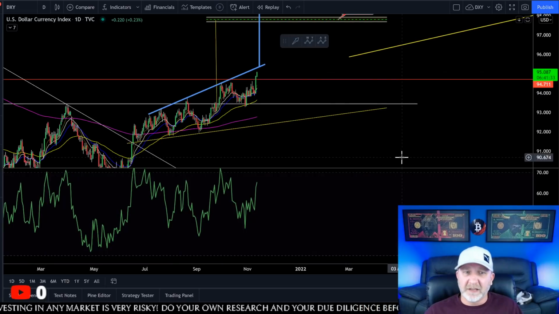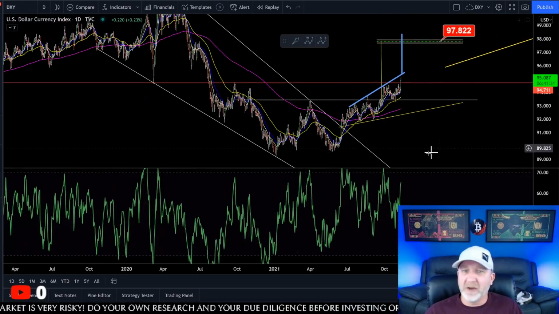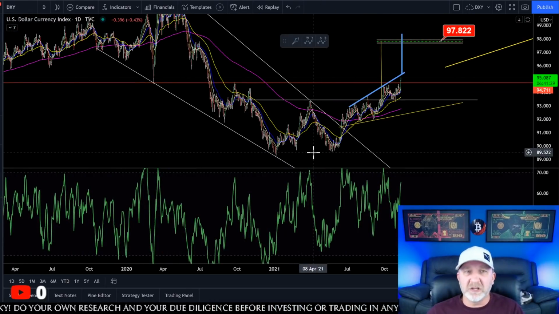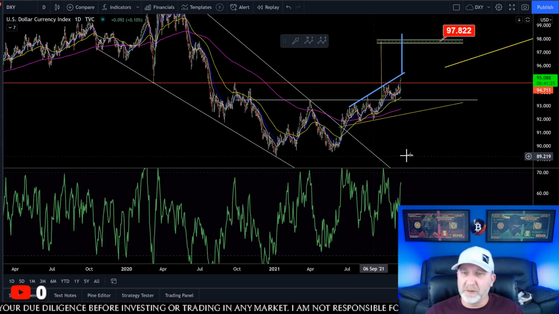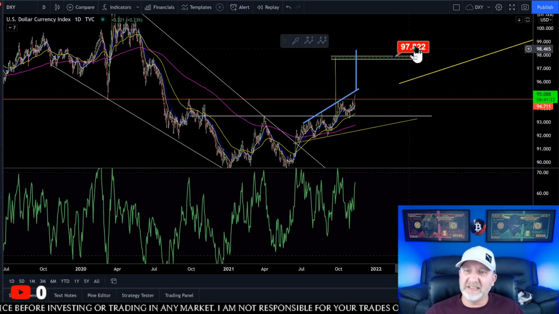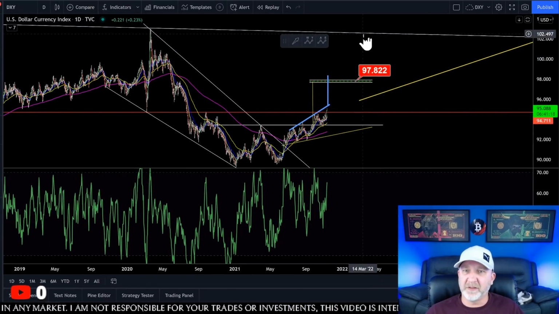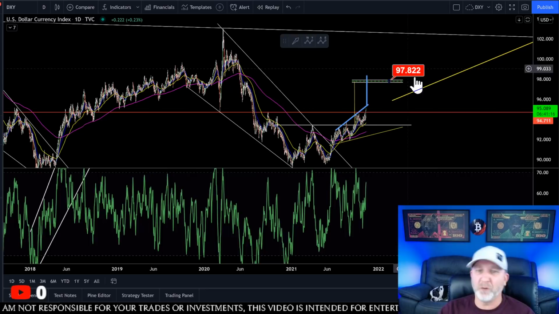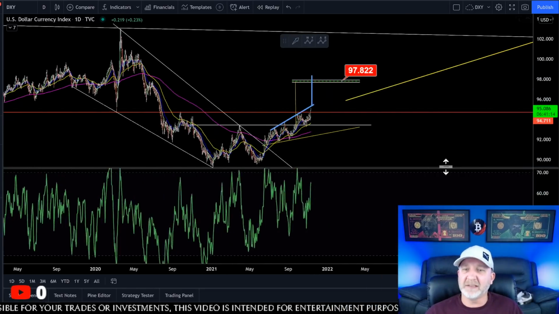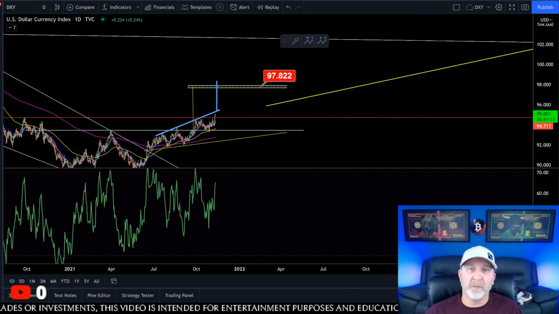Also, let's take a look at the DXY, guys. You guys know I said back in here that I was bullish on the dollar for at least a year or two. I still remain bullish on the dollar. I'm looking for at least this 97 and possibly much higher. Could come all the way back up to this trend line in the next year or so at a 102. Keep an eye on that, guys. It is looking pretty damn bullish.